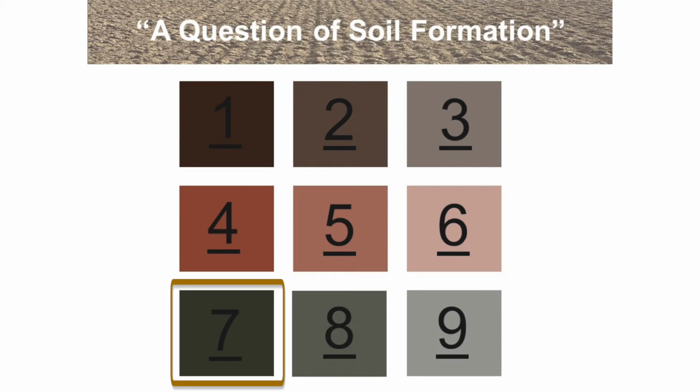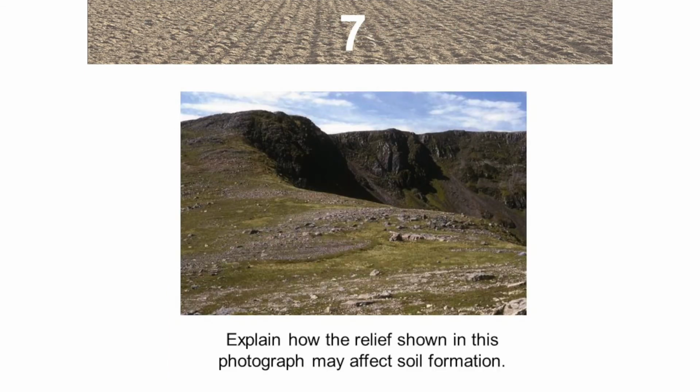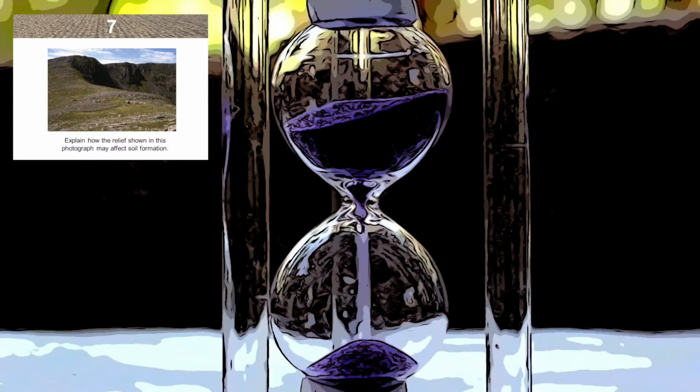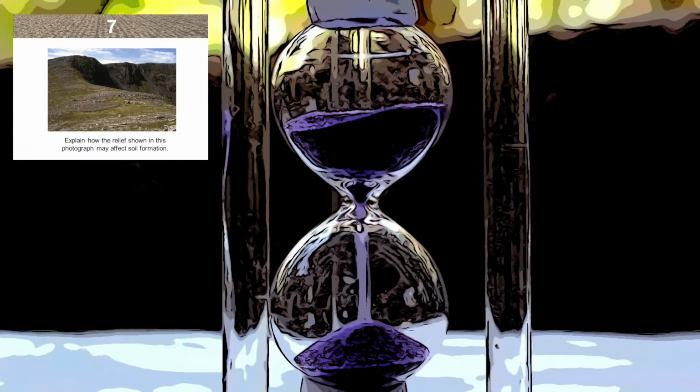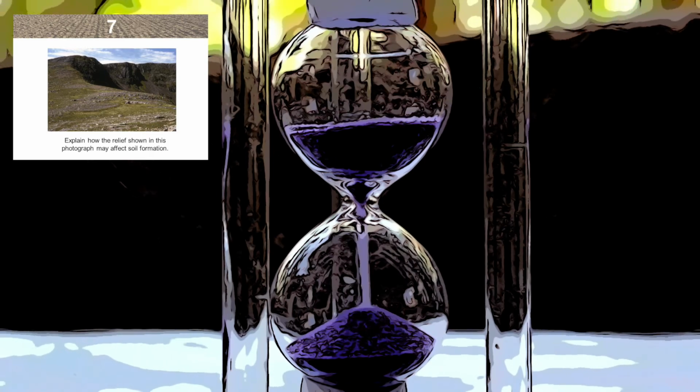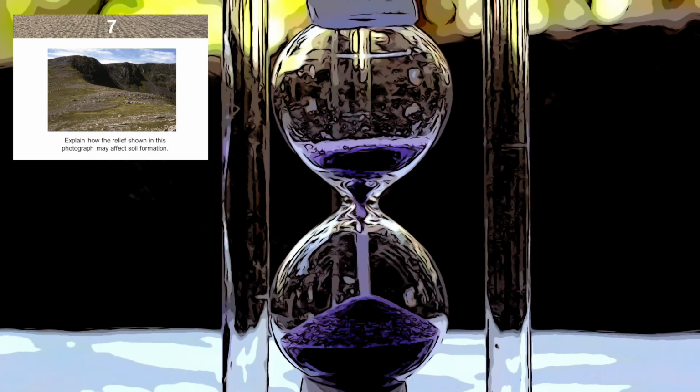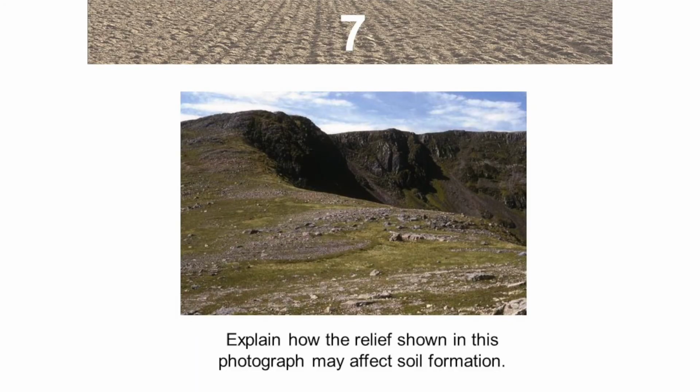Question 7. Explain how the relief shown in this photograph may affect soil formation. Answer. Relief affects soil profile thickness. For example, as an angle of slope increases, so does the erosion hazard and therefore the risk of soil loss. It also has an effect on climate, which is also a soil forming factor.